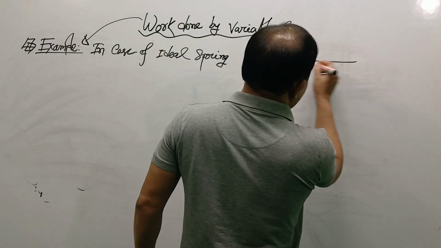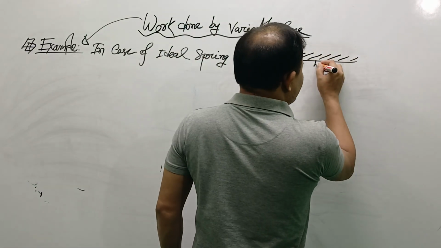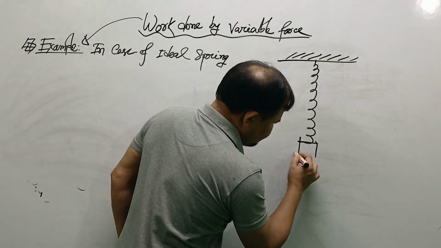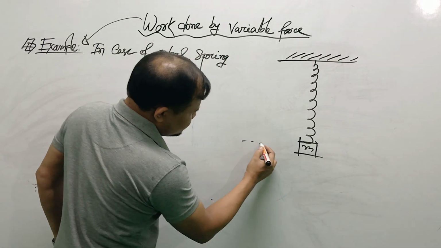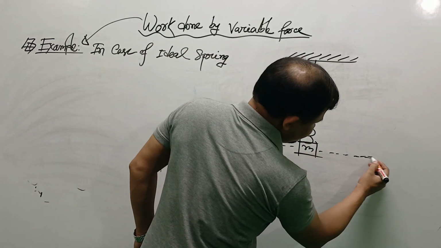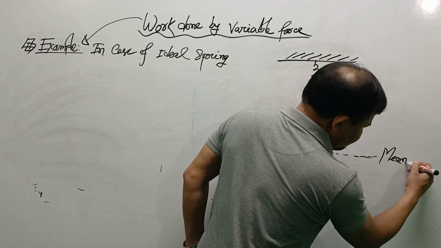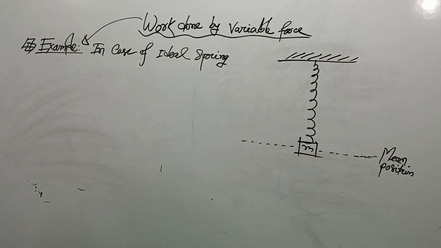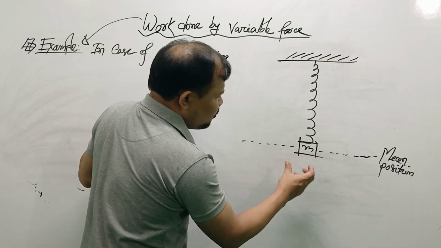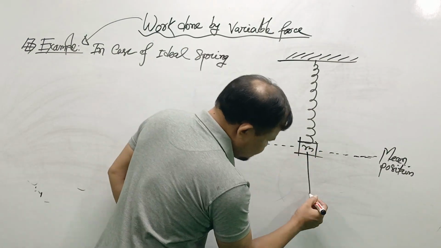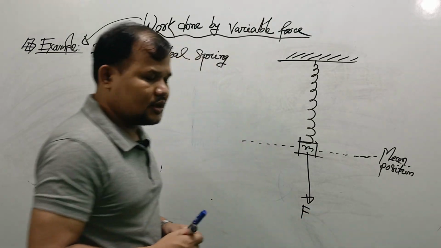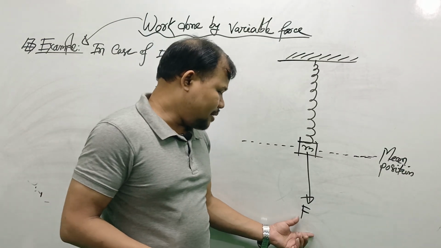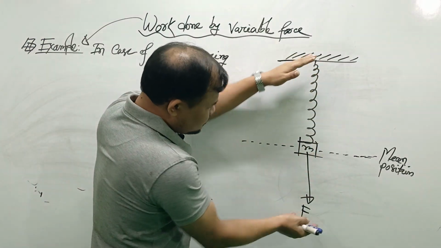Suppose this is the spring, and here it has a mass. Suppose this is the mean position. If you want to extend the spring, then we need force. If we apply the force in this direction, this is the external force, then the spring will be extended. If we increase this amount of force, the displacement also increases.